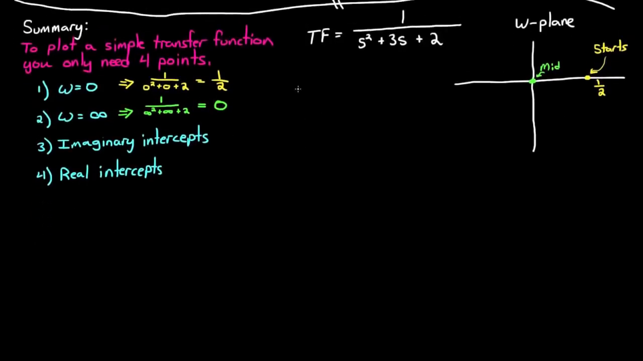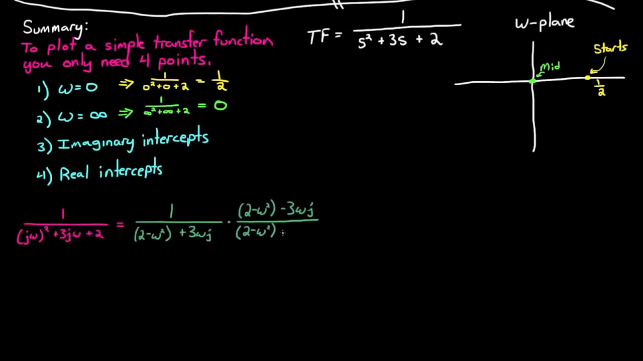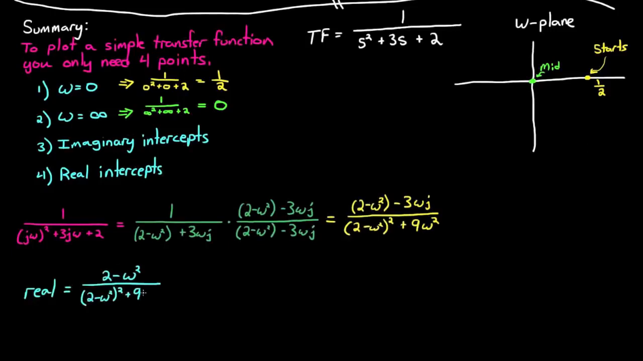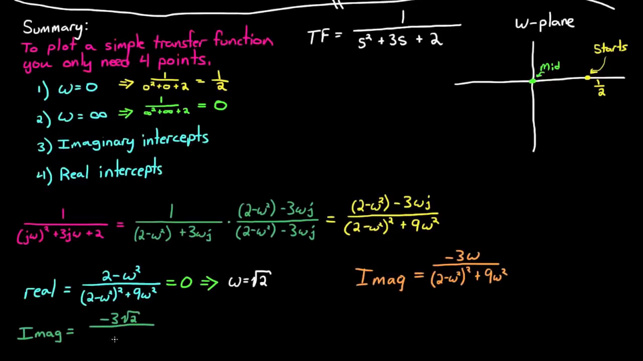The third and fourth points are slightly more involved, but you can solve for them by setting s equals j omega in the transfer function and then separating out the real and imaginary components. I've done that very thing here, albeit really quickly. At this point, to solve for the imaginary intercept, set the real part to 0 and then solve for omega. Then plug that omega into the imaginary part and solve for the value, and that's where it crosses the imaginary axis. It's a similar story to get the real intercept, but this time you set the imaginary component to 0 and solve for omega. In this case, it's only 0 when omega equals 0 or omega equals infinity.